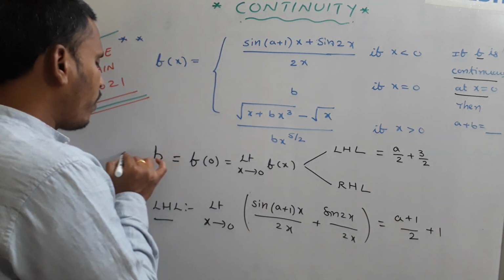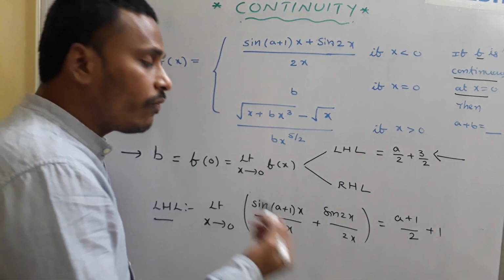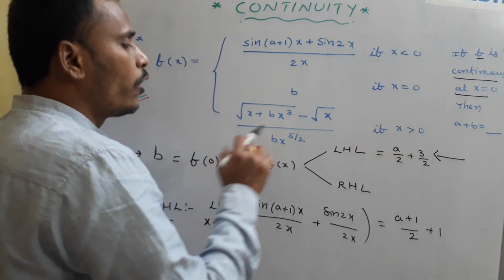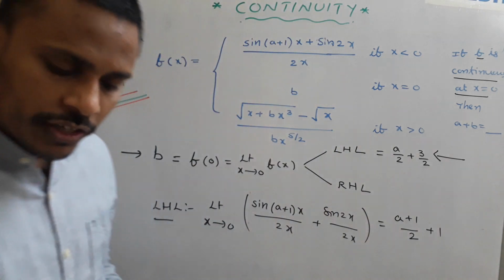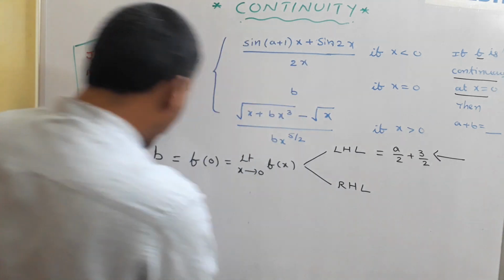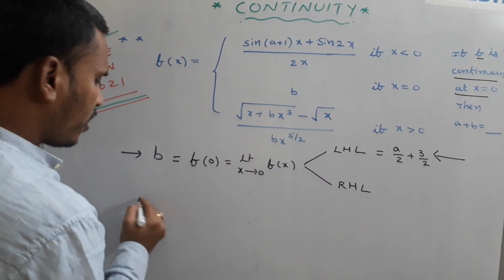So we have the functional value as b, and the left hand limit as a by 2 plus 3 by 2. Then we need to think about the right hand limit. At the end we will equalize all these three to get a, b, and from there a plus b. Now I am just erasing this for space concerns, and I will discuss the right hand limit, which is also very simple if you use a simple rationalization process.